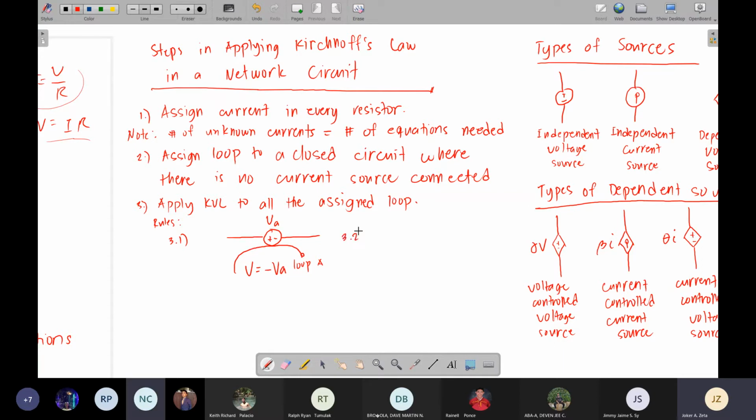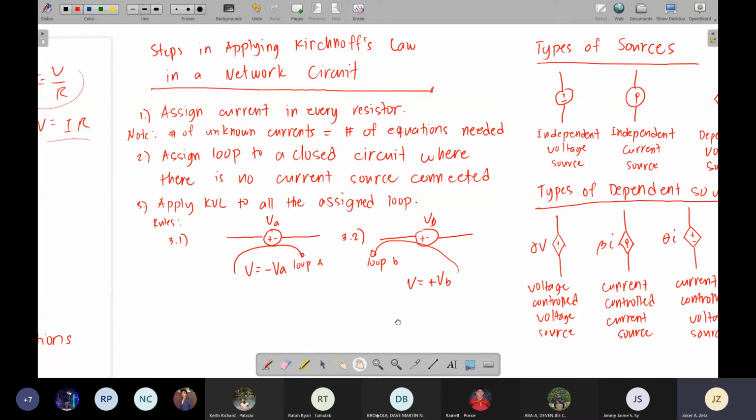Then rule 3.2. What if the same voltage source, let's say VB, and the loop is reversed? Let's say this is loop B. For loop B, the voltage would be, again, you are going to follow the exit side. The exit side is positive. So that would be positive VB.